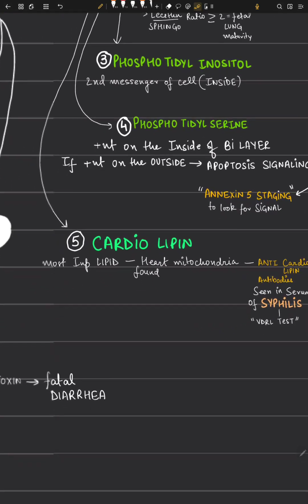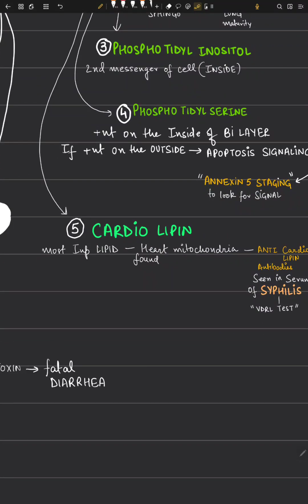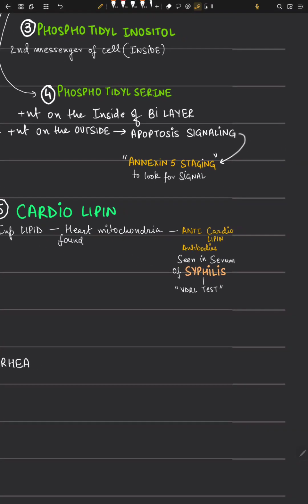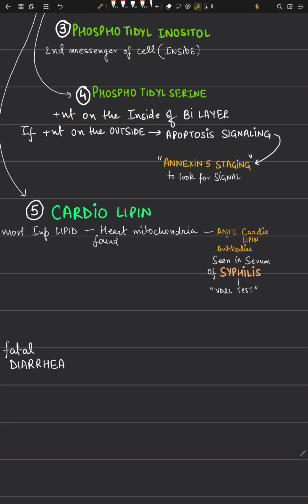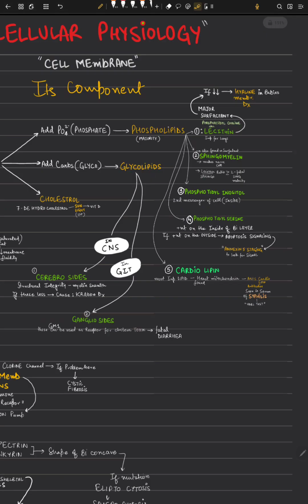Let's talk about cardiolipin. This is very important. It is the most important lipid found in the mitochondria of the heart, the cardiac cells. Why is it important? Because of anti-cardiolipin antibodies, and we can look for them in the disease syphilis. We do the VDRL test for identifying any sort of anti-cardiolipin.